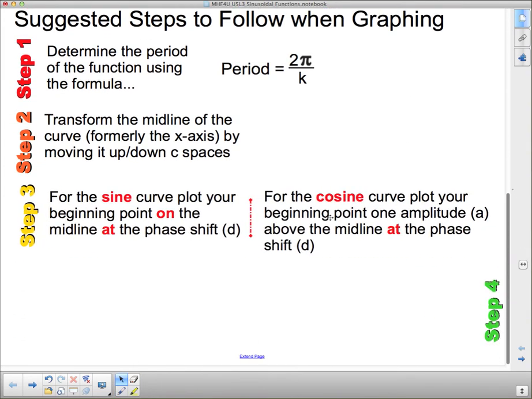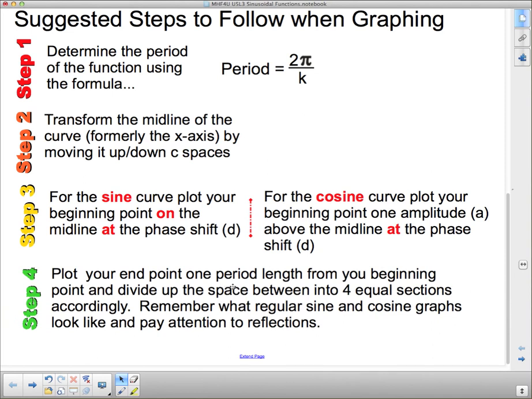Step three. For the sine curve, plot your beginning point on the midline at the phase shift d. For the cosine curve, plot your beginning point 1 amplitude above the midline at the phase shift d. So this gives us our starting point for a phase shift.